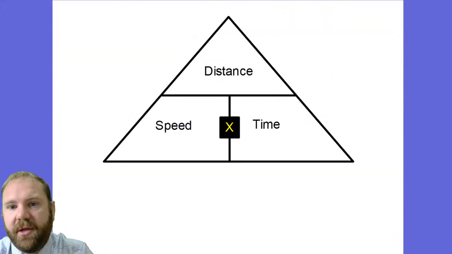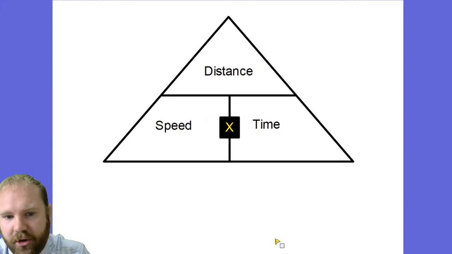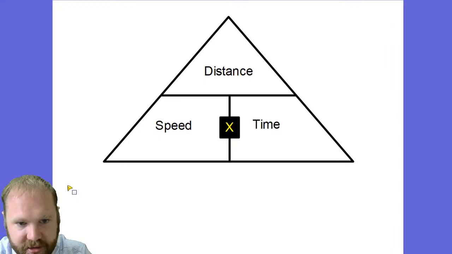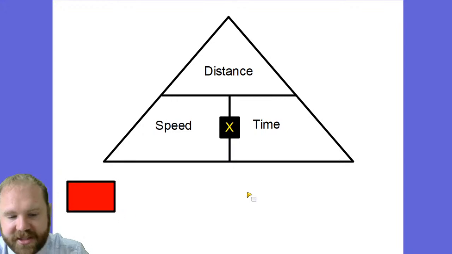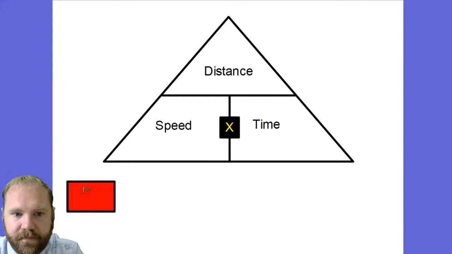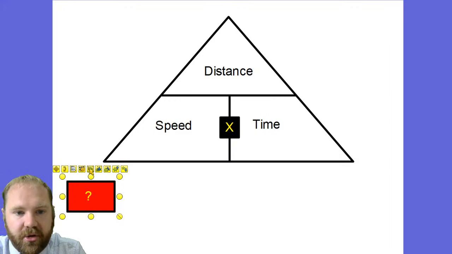So here is our wee diagram. This is known as the distance, speed, and time triangle. So let's say, I'm going to create a question mark block. We'll stick a question mark over it. There. Okay. So this question mark is representing the thing that we're wanting to work out.